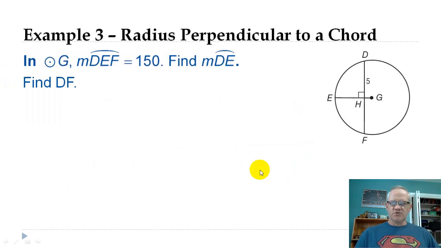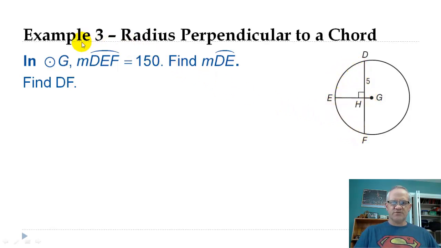Circle G, the measure of arc DEF is 150. So here the whole arc DEF is 150 degrees. And we've got the situation we were just talking about. Here is a chord, DF, and then there is a radius that goes from E to G, and it makes a 90-degree angle. So this radius will bisect not only the chord, but the arc.